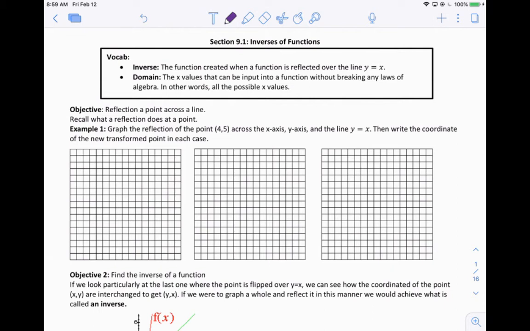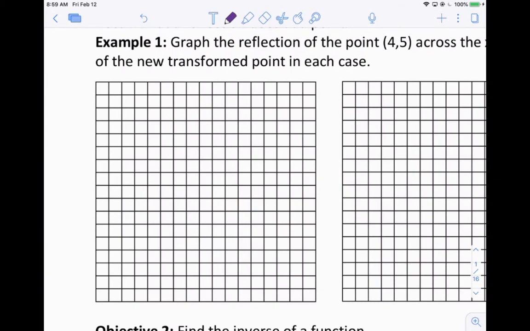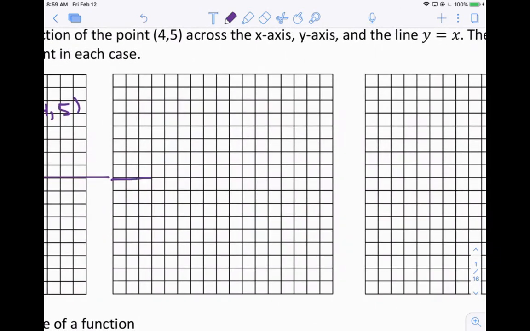Graph the reflection of the point (4, 5) across the x-axis, the y-axis, and the line y = x. Then write the coordinate of the new transformed point in each case. So let's go ahead and do that now. We'll give ourselves some graphing lines. We have no idea what's going to come out of this, but we'll start with some axes, and graph the point over 4, up 5. Because we are going to end up doing this 3 times, we may as well graph that point 3 times. Out 4, up 5 would be right there.